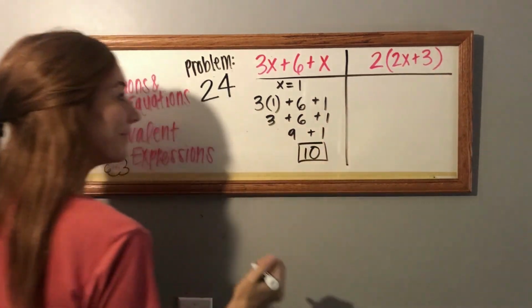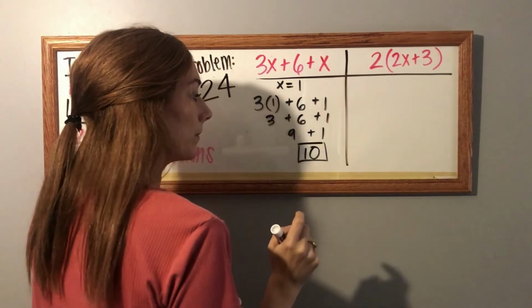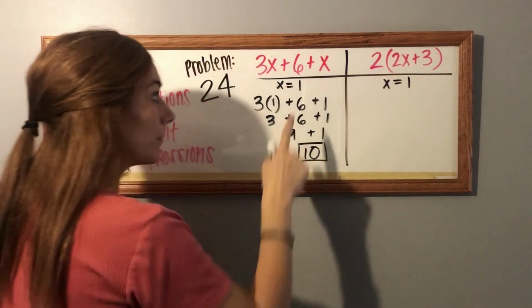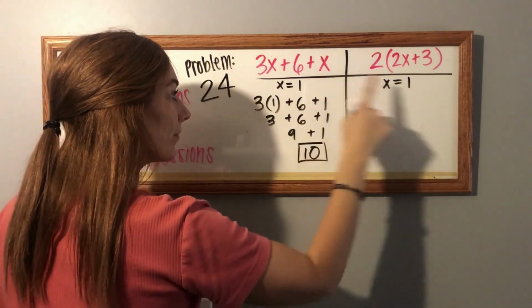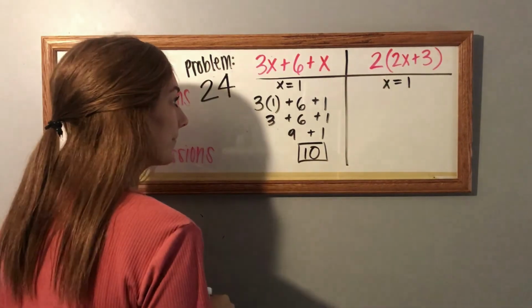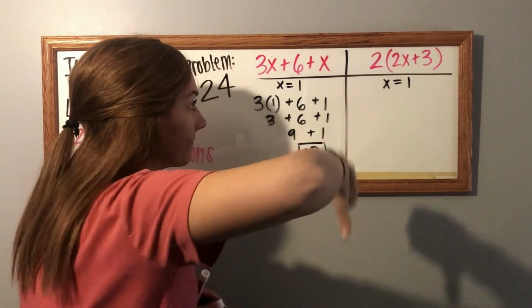So now if I was going to check and see if these were equivalent, I must substitute the exact same number into the other expression. And if I get the same answer, that means that the two are equivalent. If I get a different answer, that means that they are not equivalent.